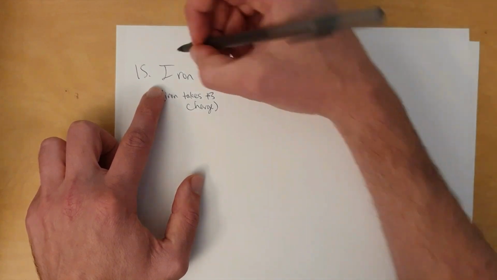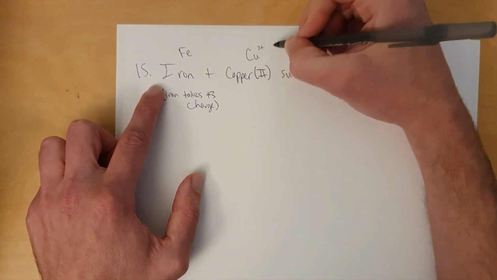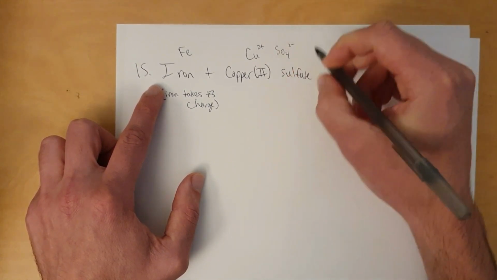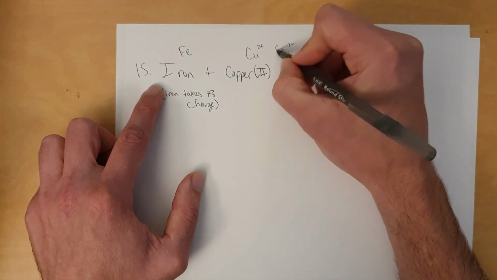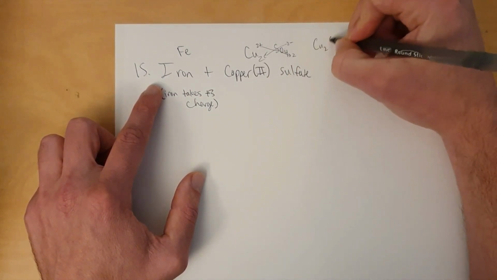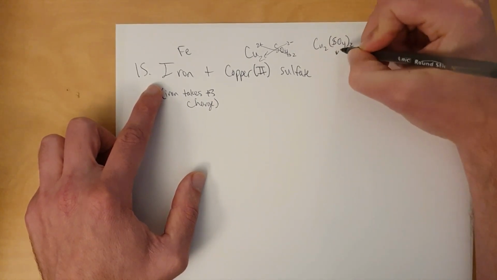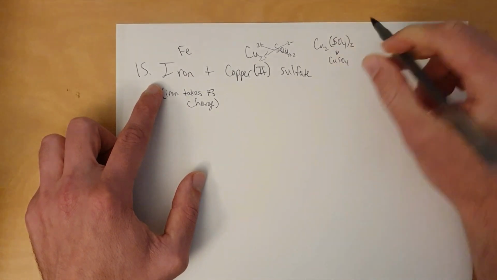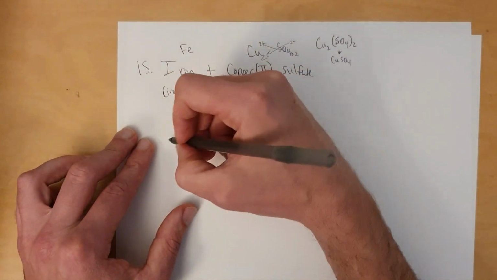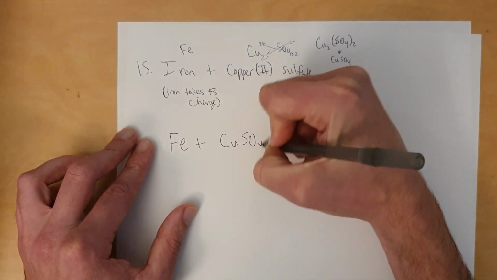So iron is just Fe, copper 2 sulfate is copper with a 2+ charge, and then sulfate is SO4 with a 2- charge, which, by the way, when you switch the charges, that means 2 coppers and 2 sulfates. And if you've got 2 coppers and 2 sulfates, that simplifies down to CuSO4, because a 2-to-2 ratio is the same as 1-to-1. So therefore, what we're really getting is Fe plus CuSO4 makes what?